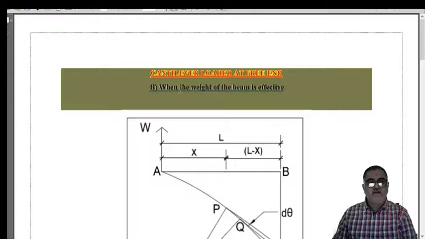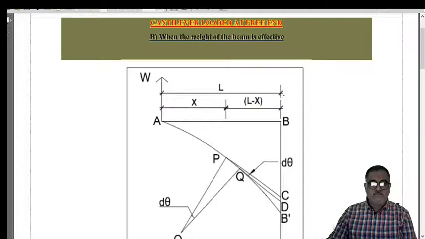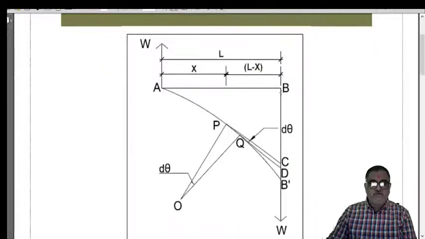Now, in the last lecture, we discussed the case when the weight of the beam, which is acting as a cantilever, was ineffective. Now we will see the case when the weight of the beam is effective, which means we have to consider the weight of the beam in this case. See the diagram.